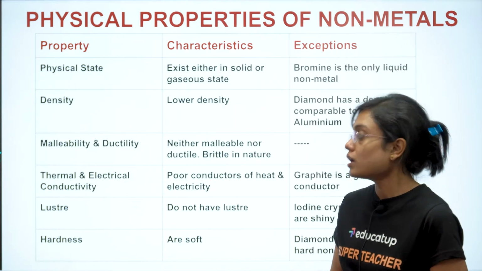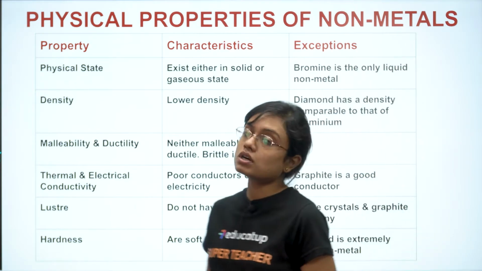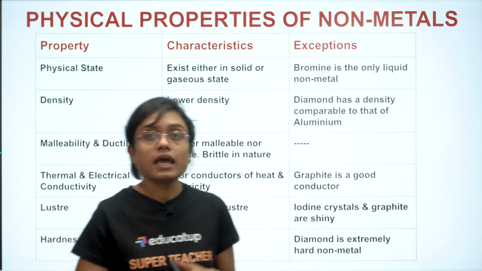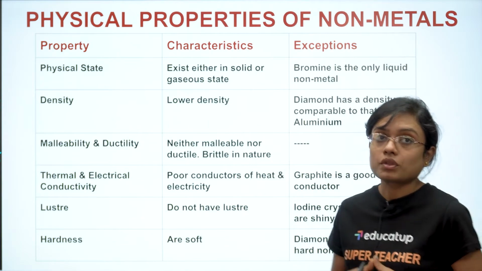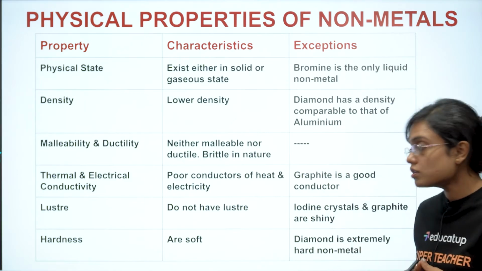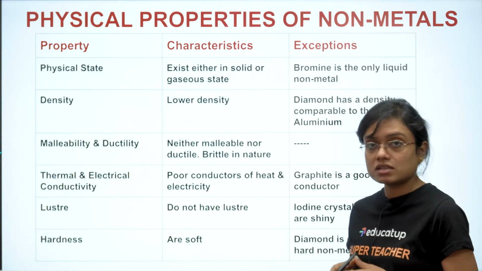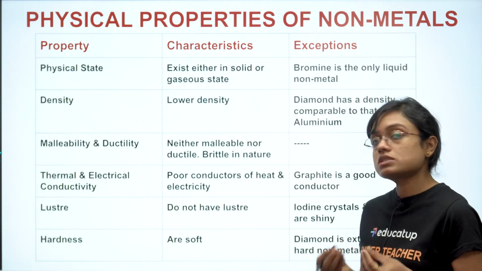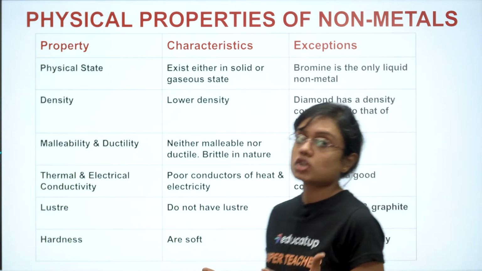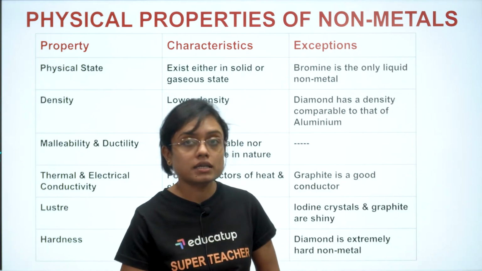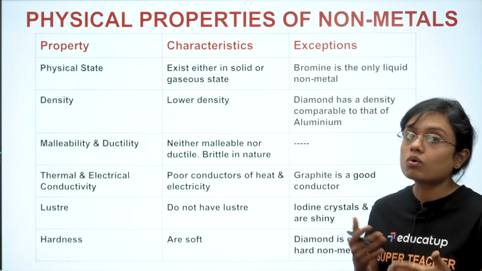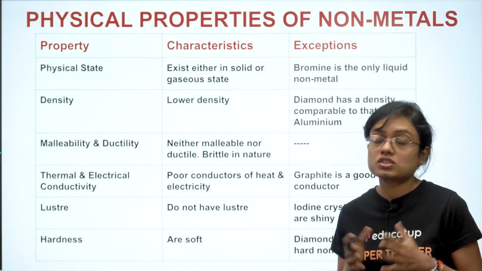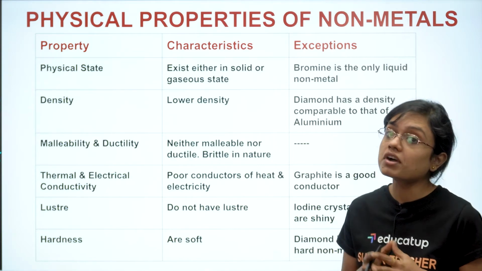If we talk about thermal and electrical conductivity, they are poor conductors of heat and electricity except for graphite, which is a good conductor. Then if we talk about luster, that means shine, they do not have any luster or shine. Iodine crystals are the only exception, which are shiny on the surface. If we talk about hardness, they are not very hard, they are actually soft. Diamond is the only non-metal which is extremely hard. It is a form of carbon.